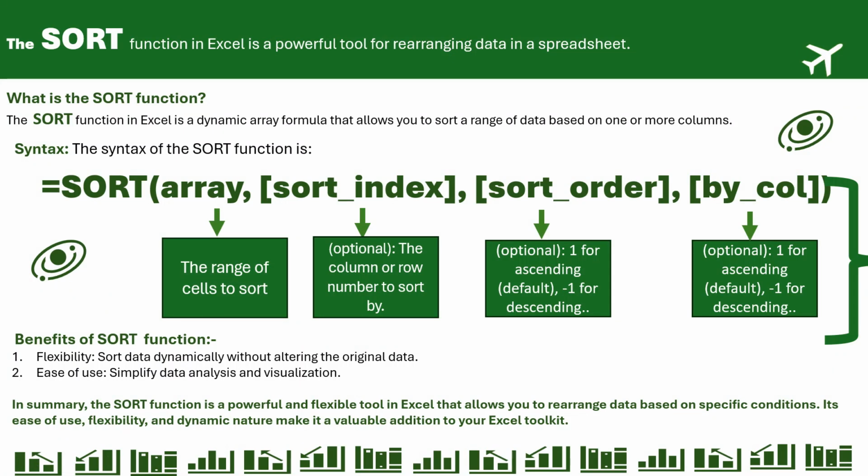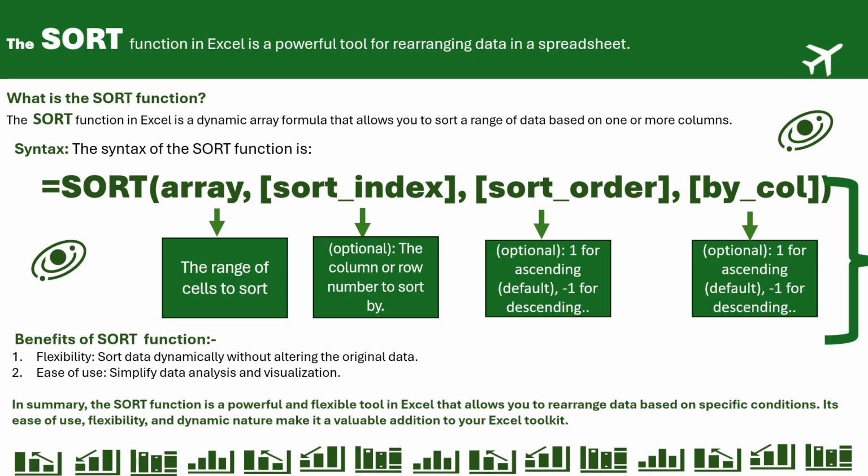Once again, I am back with a new Excel function called the SORT function. The SORT function in Excel is a very powerful function and tool for arranging data in a spreadsheet. Its syntax is equals SORT, open bracket, array, comma, sort index, comma, sort order, comma, by column.